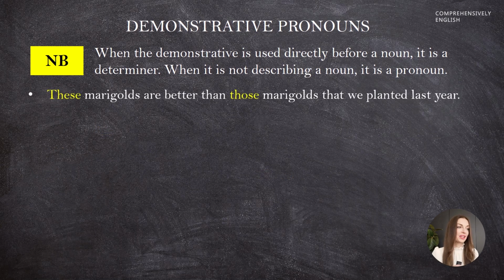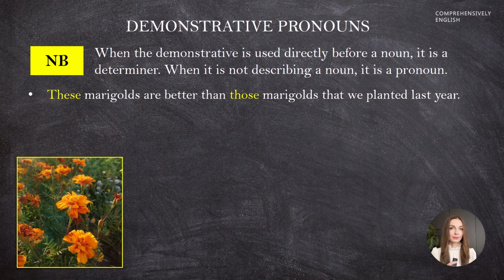Another example. These marigolds are better than those marigolds that we planted last year. Obviously, this is not a very nice sentence. We repeat the word marigolds 2 times. And in this case, both these and those are determiners. They precede the nouns that they describe.